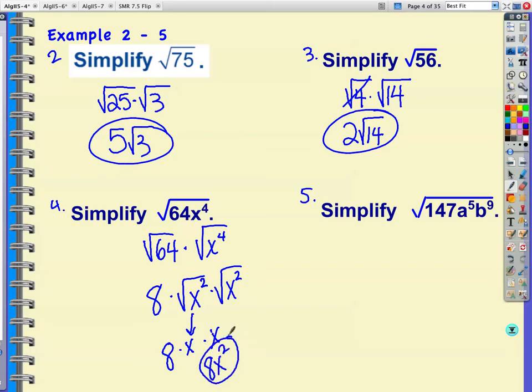A lot of you will be able to just say, oh my gosh, square root of x to the 4th? Well, that's just x squared. I don't know, maybe you can do that, maybe not. I'm sure if we do enough problems, you're going to get it. Okay, square root of 147. What's a perfect square number that goes into 147?